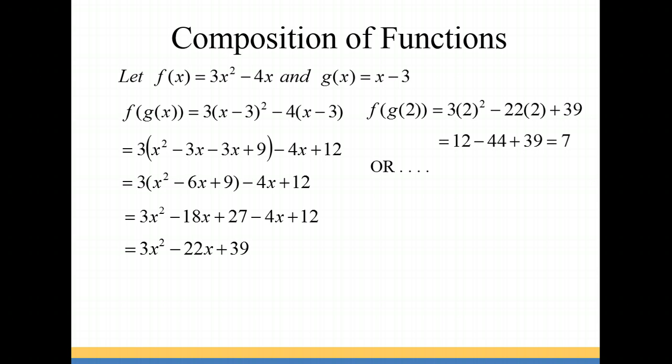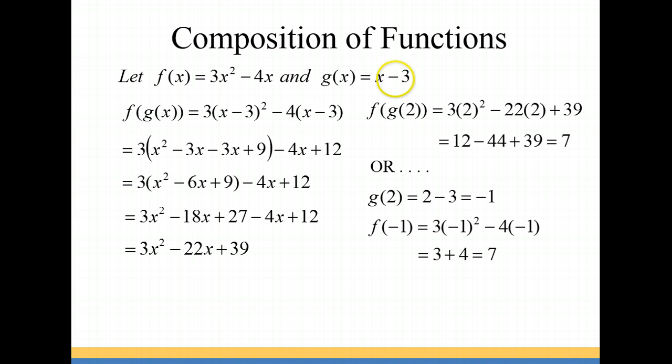There is another way that we can do this. We can first evaluate the g function at 2. So plugging a 2 into my g function, I get 2 minus 3, which is going to give me negative 1. Now I'm going to take that result from the inner function and plug it into the outer function. So negative 1 goes into 3x squared minus 4x. And that gave me 7.